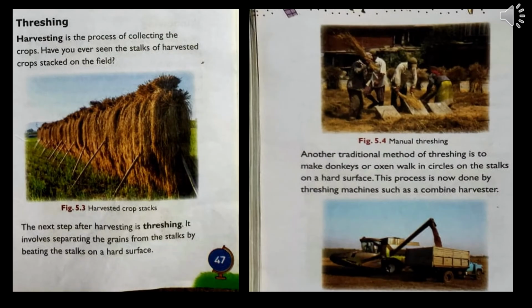So students, our next topic is threshing. Now we are getting into the crops. What is threshing? You know that harvesting is the process of collecting the crops, and for this we have to harvest. After harvesting, what happens? The next step after harvesting is threshing.